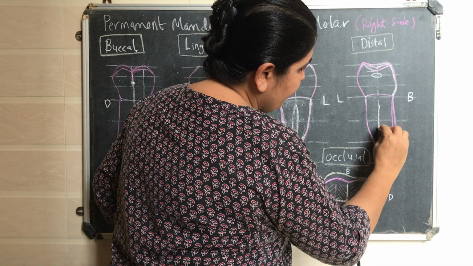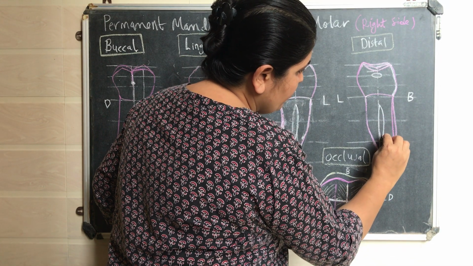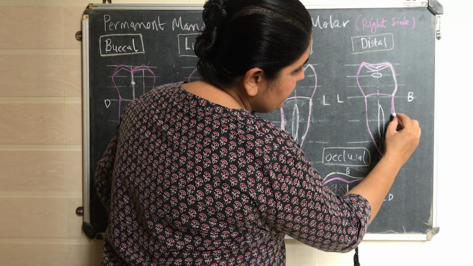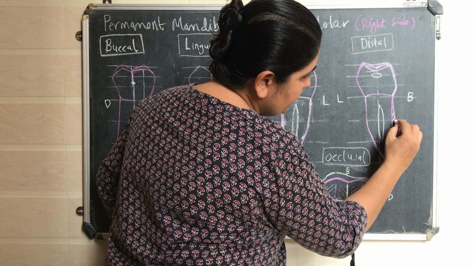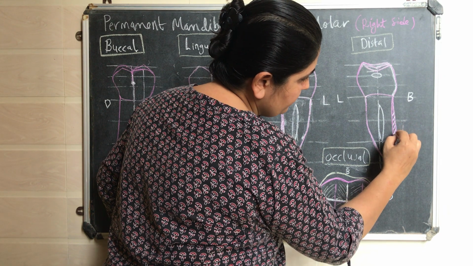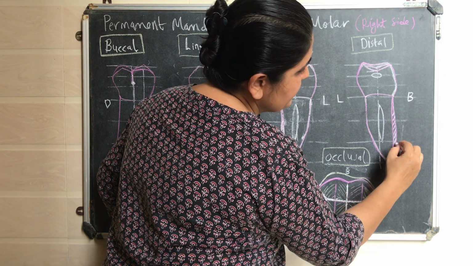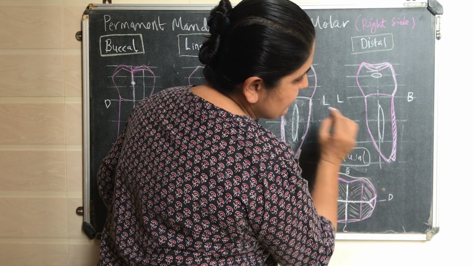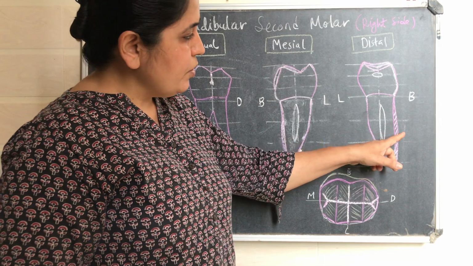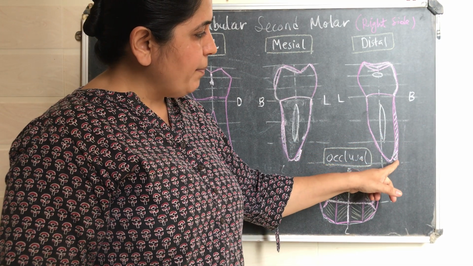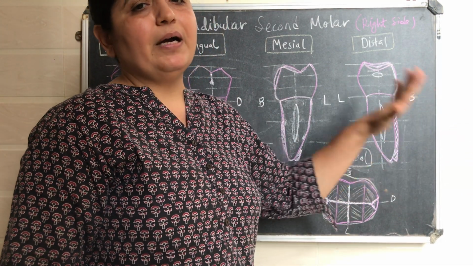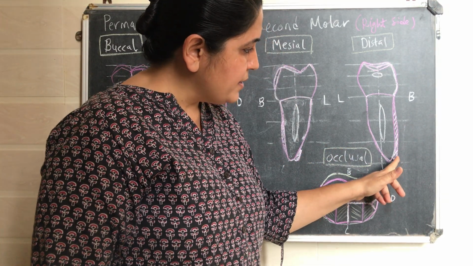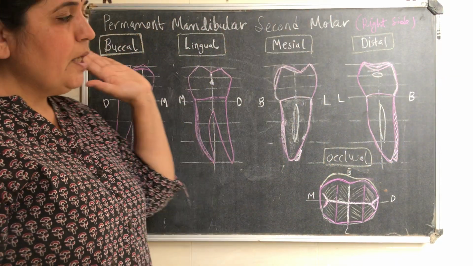On the distal surface of the distal root, the developmental depression is present. This is the portion of the mesial root and its apex. The portion of the mesial root and its apex is visible from the buccal side.